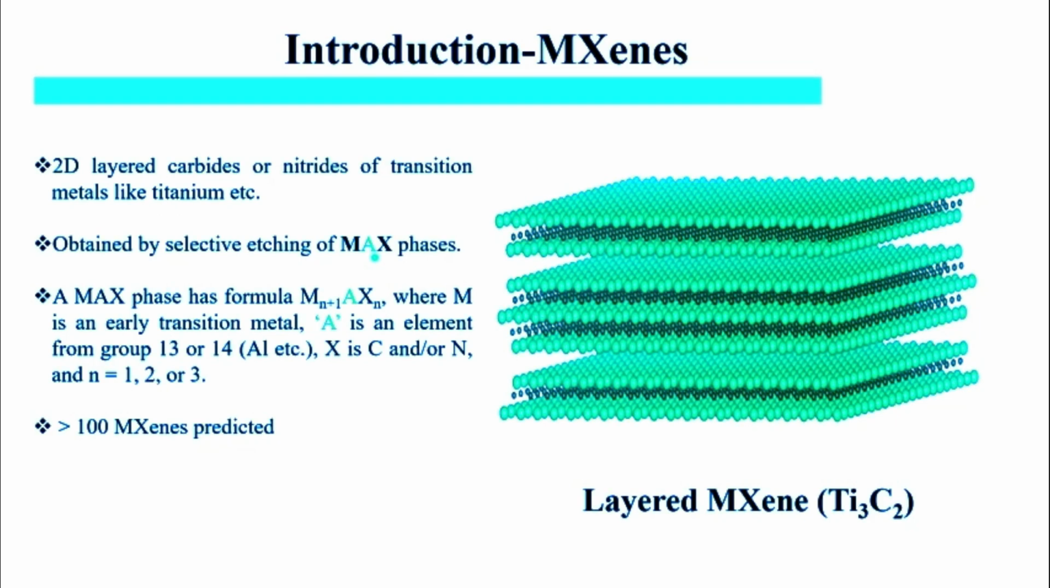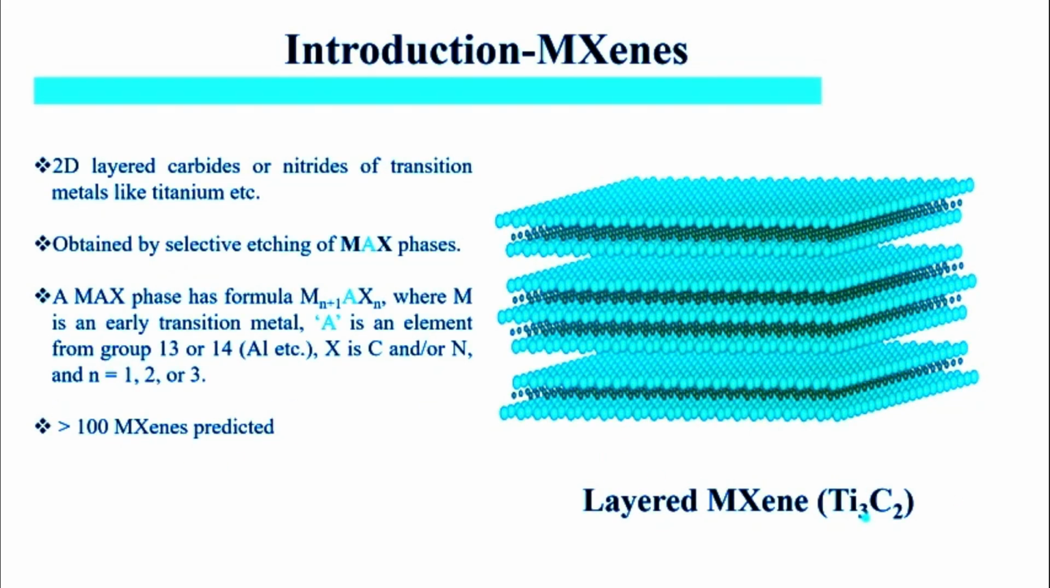And what are these MAX phases? MAX phases have the formula Mn+1AXn, where M is an early transition metal, A is an element from group 13 or 14, and in most cases it is aluminium, X is C and/or N, and n equals 1, 2, or 3. MXenes were discovered in 2011 by Gogotsi and associates, and to date more than 100 MXenes have been predicted. Among these MXenes, Ti3C2Tx is the most popular one.